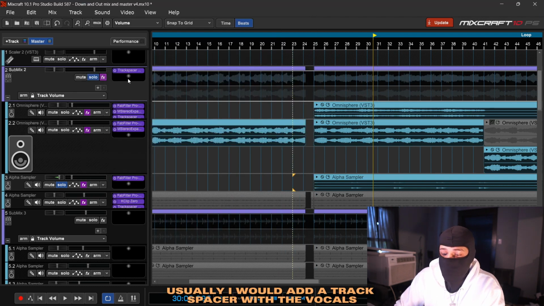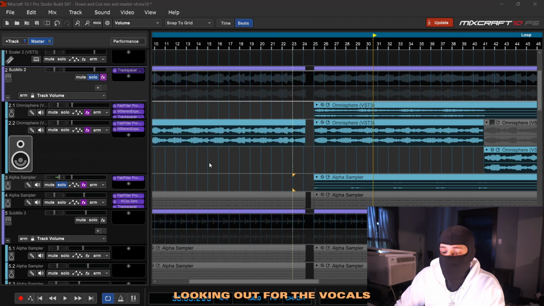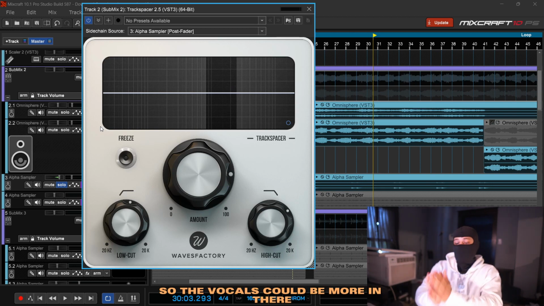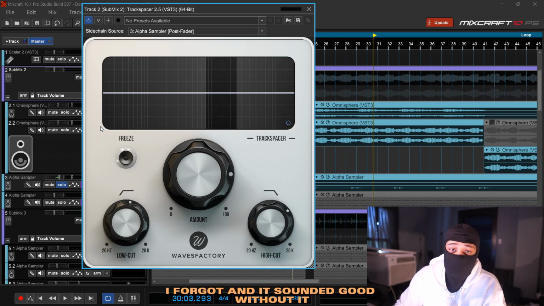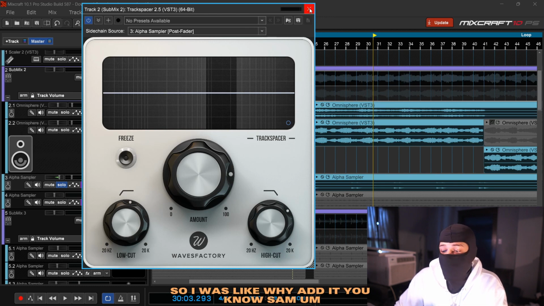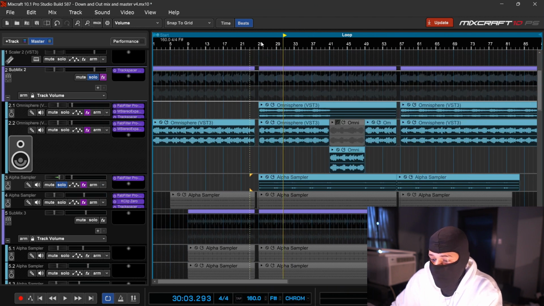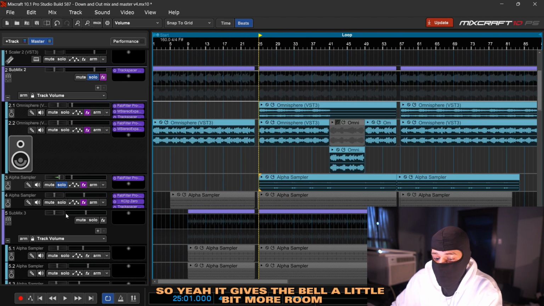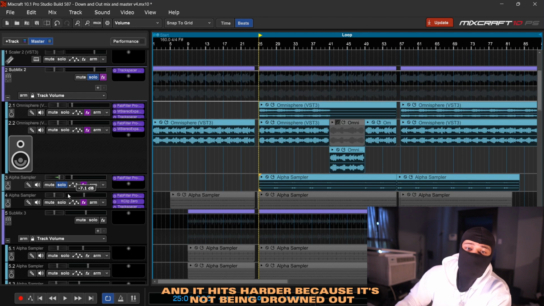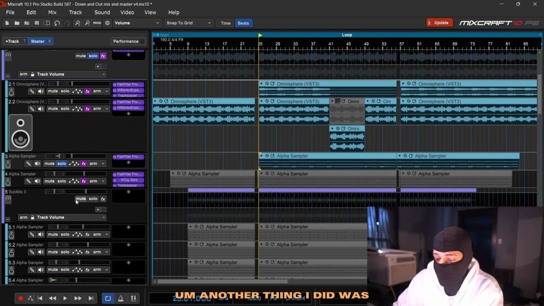Usually I would add a Trackspacer with the vocals, looking out for the vocals, so the vocals could be more in there. But I ain't gonna lie, I forgot, and it sounded good without it, so I was like, why add it? You know what I'm saying? So yeah, it gives the bell a little bit more room, and it hits harder because it's not being drowned out.